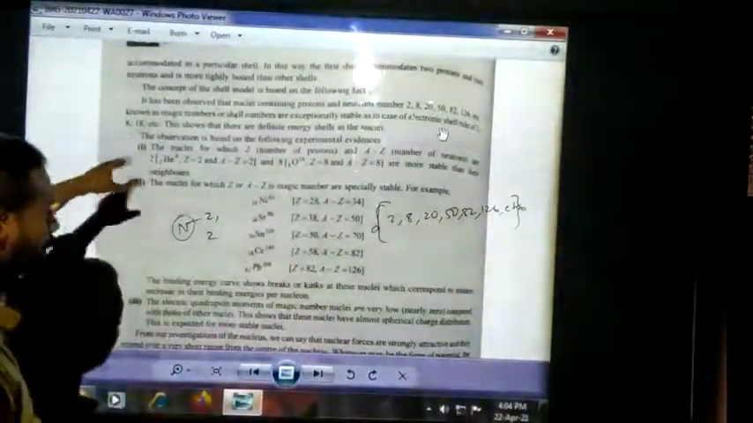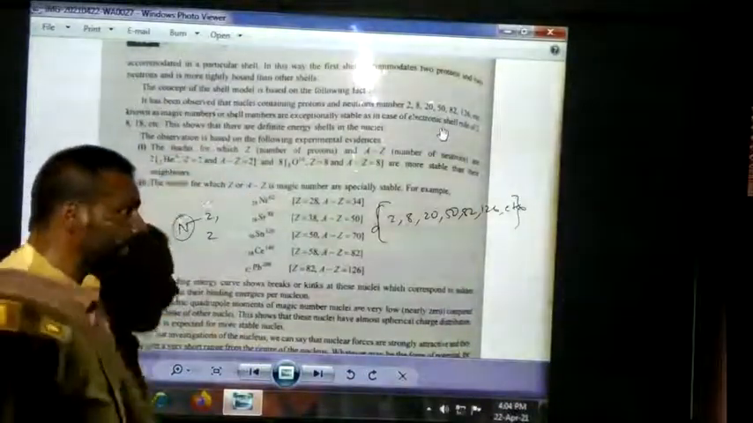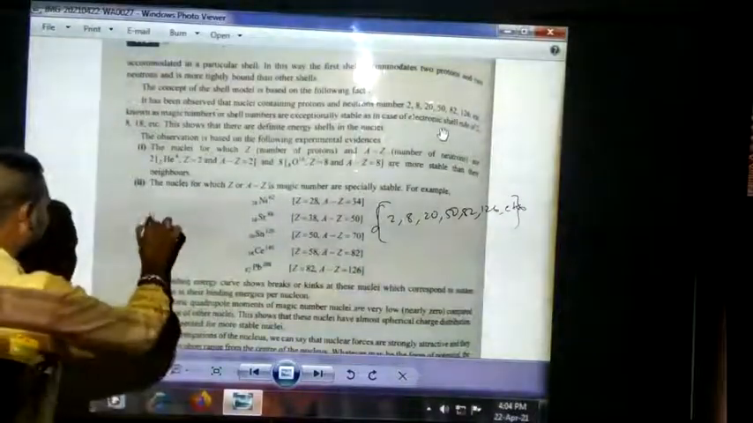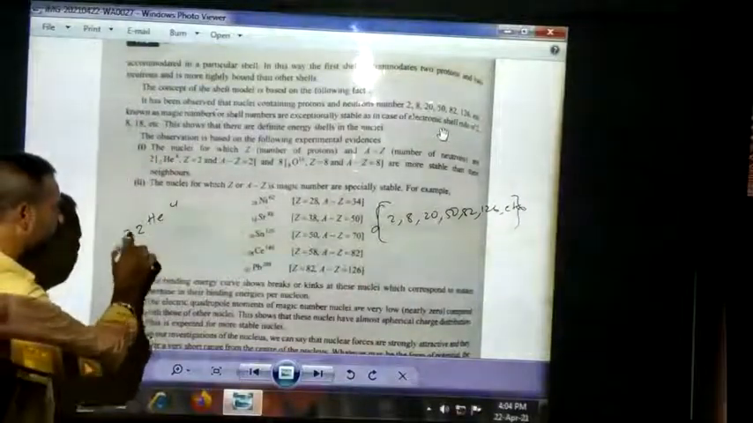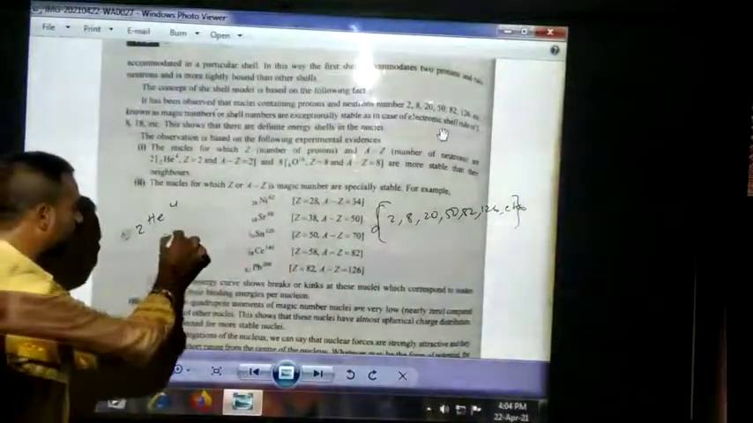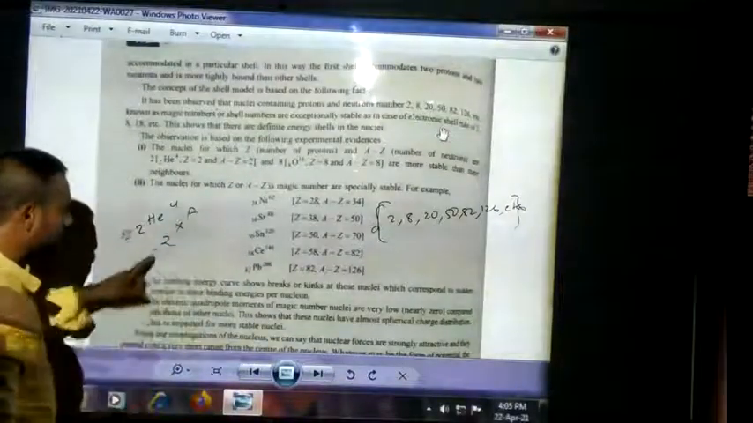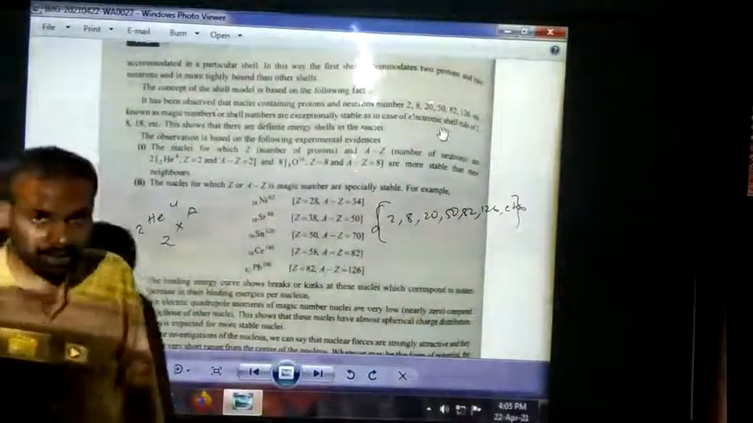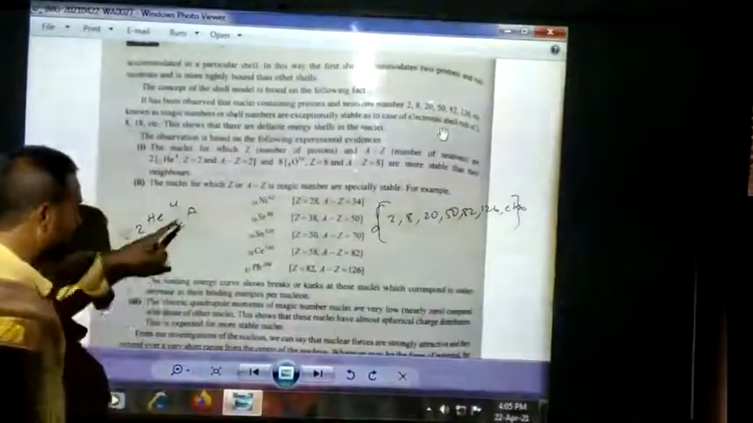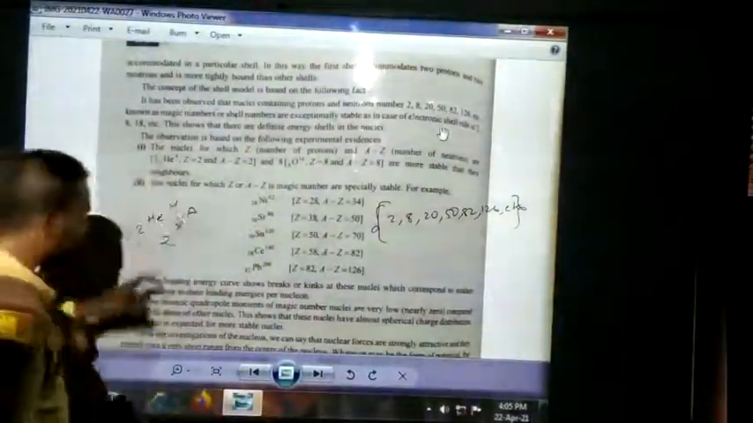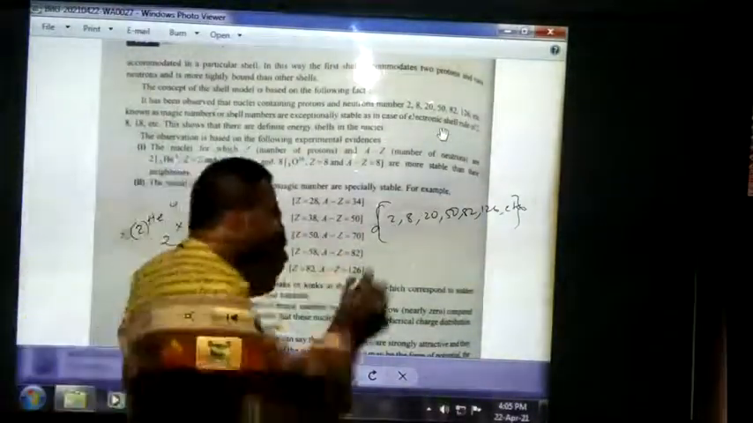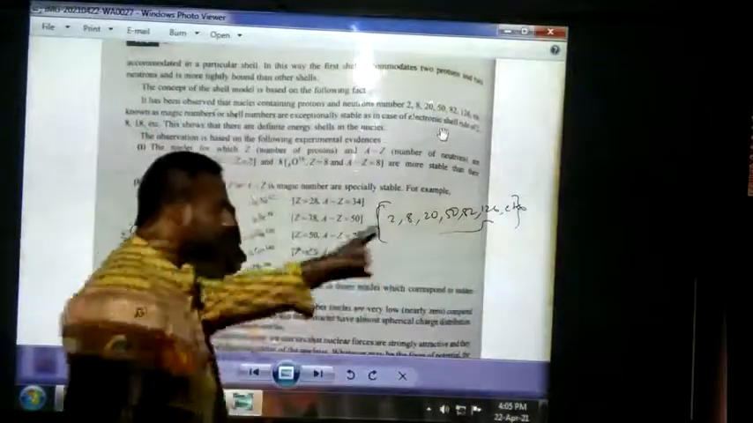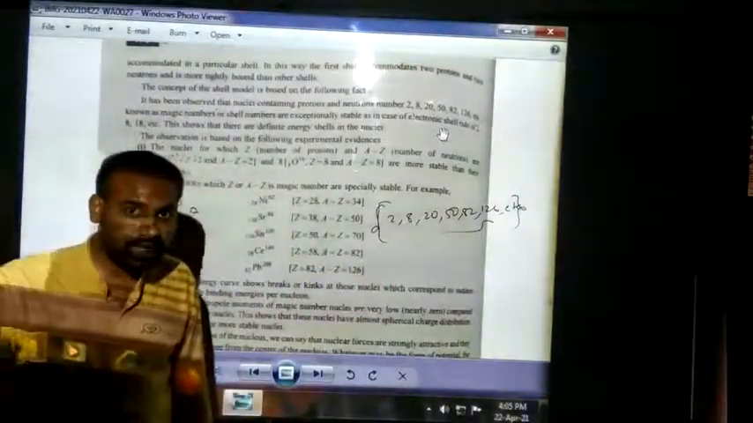This can be explained experimentally with one example. If you take helium, 2He4, the general representation of any nucleus is ZXA. Z is the number of protons, and A is the mass number. The number of protons is 2 for helium, so 2 is in the magic number set. Hence helium is more stable compared with the other nuclei.